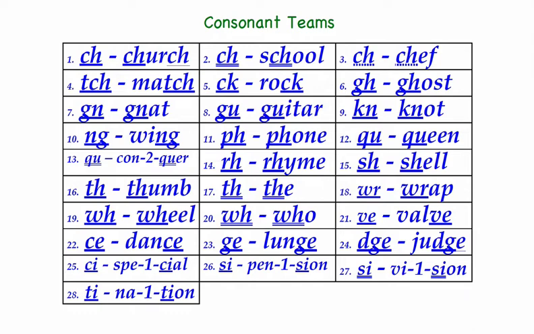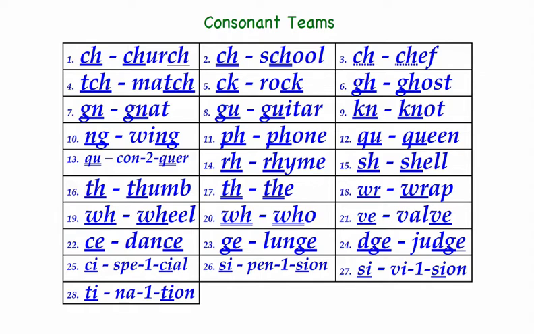GH, g, ghost. GN, n, gnat. GU, g, guitar. KN, n, knot. NG, wing. NG must have a short vowel directly in front of it. PH, phone. QU equals the sounds K and W combined, kw, as in queen.